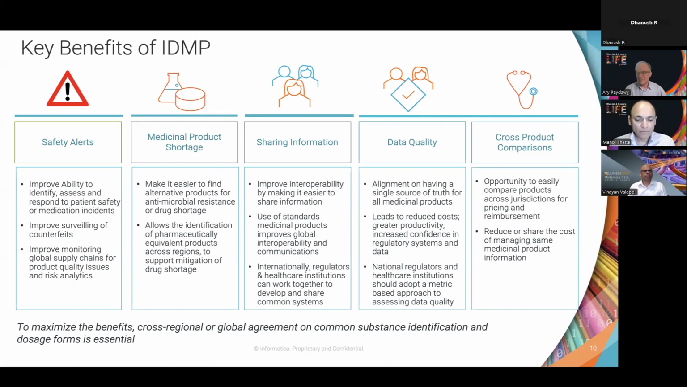Number 5 is really being able to compare products across regions for pricing and reimbursement, and this is from both angles, the consumers as well as the providers, and then reduce the shared cost of managing the same medicinal product information. So in summary, it really is to maximize the benefit of cross-regional and global agreement on common substances and dosage forms that have been used.